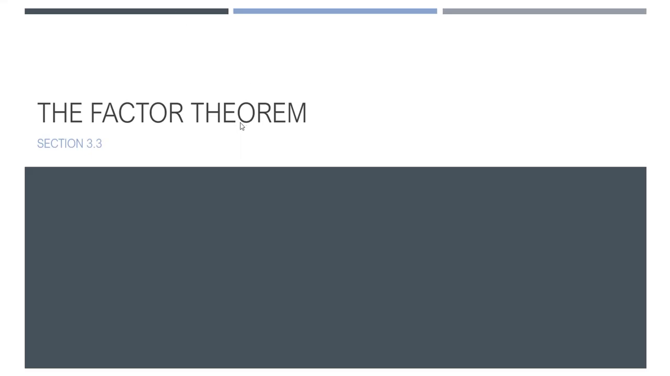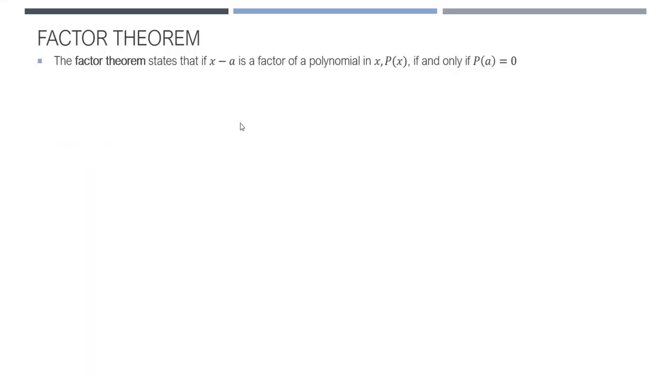In our final section of chapter 3, we're going to talk about the factor theorem. We very briefly discussed that in our last video. So the factor theorem states that if x minus a is a factor of the polynomial in x, p of x, if and only if p of a is equal to 0. Meaning, if I have that divisor, like x minus 3, and I substitute this 3 into my original polynomial, and it shows that there's no remainder, then it is in fact a factor.